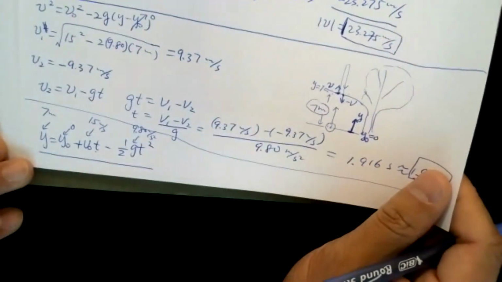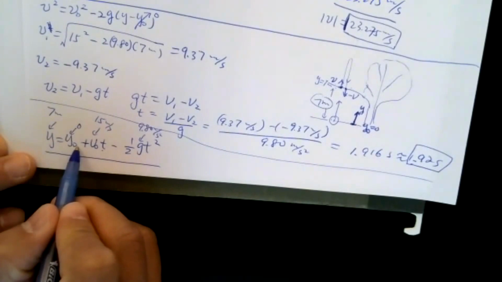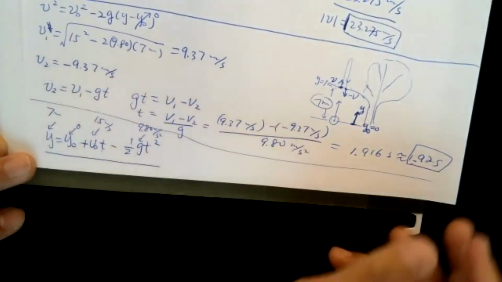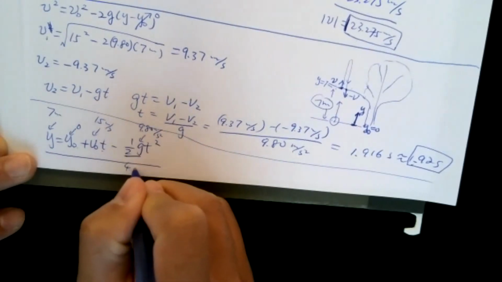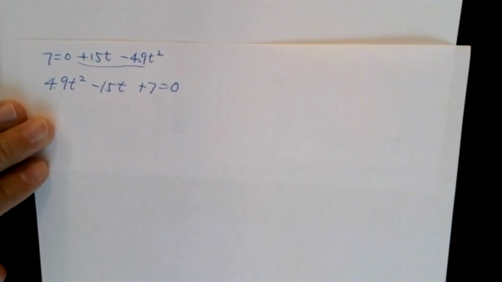I'm going to just put the numbers on the other side of the page. So 7 here, 0 here, 15, and then 1/2 times 9.8, that will give you 4.9. On the other page here, I'm going to just leave out the units. So I will have just 7 equals 0 plus 15t minus 4.9t squared. So then I can move these two terms to the other side of the equation. Negative becomes positive, and positive becomes negative, plus 7 equals 0. So I'll be solving this quadratic equation.